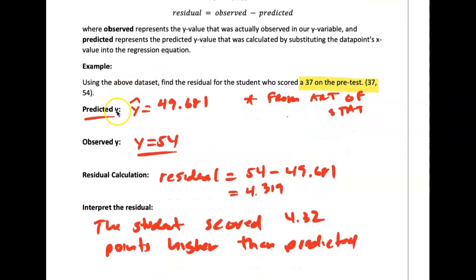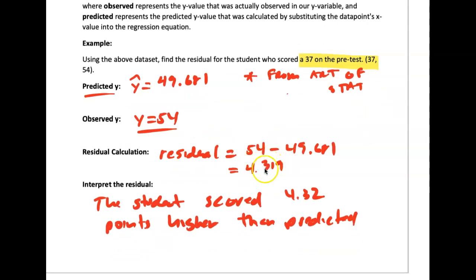Now, in this example, find the residual for a student who scored 37 on a test. Well, the predicted value for 37 is 49.681. We can get that from Artistat. The observed value is 54. The residual would be 54 minus 49.681, and that's your residual.